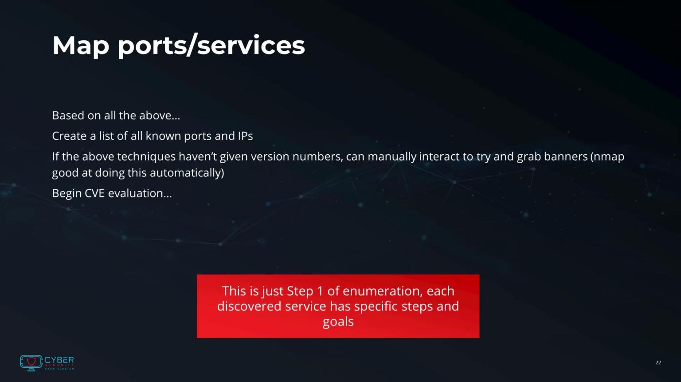So if Nmap hasn't given a version number for the services that are running, once you have that list of ports, the red teamer will try to go in and grab those version numbers, often by manually inspecting traffic with those services. So for example, if there's an email client, you can just connect to it, and a lot of times the service will just tell you what version number it is. And then from here, the attacker can begin the CVE evaluation process.